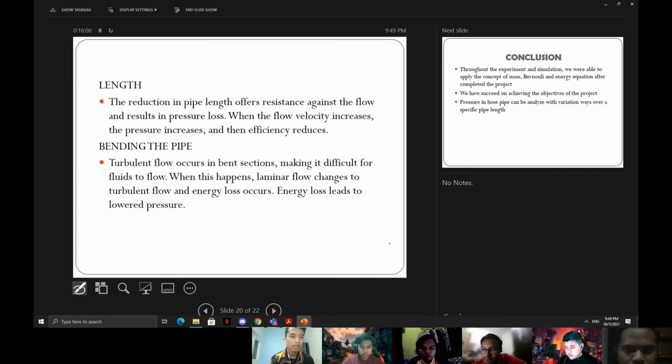Another factor is the length of the pipe. The pipe length offers resistance against the flow and results in pressure loss. When the flow velocity increases, the pressure increases, and then efficiency reduces. Bending the pipe will also affect the flow rate in the pipe. Turbulent flow occurs in the bend section, making it difficult for fluid to flow. When this happens, laminar flow changes to turbulent flow and energy loss occurs. Energy loss leads to lower pressure. Okay, that's all for me.